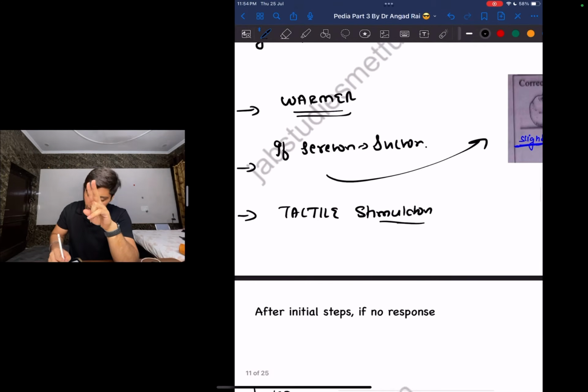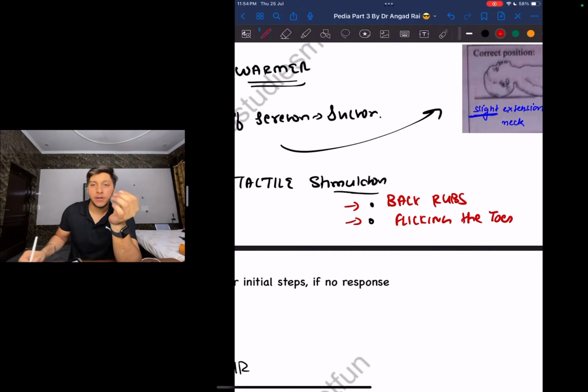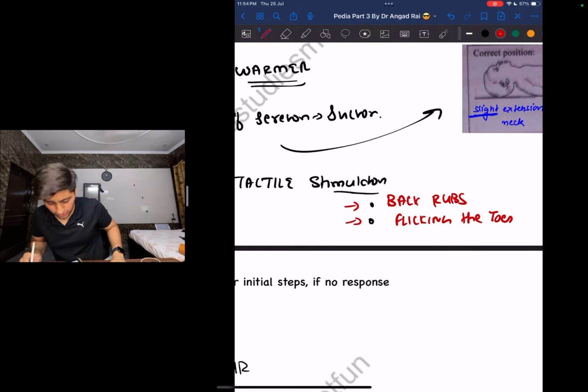Now tactile stimulation can be done in two ways. One is by back rubs. The other one is by flicking the toes. Not by spanking the butt. I asked my HOD that time. I don't know what he had taken offense at.